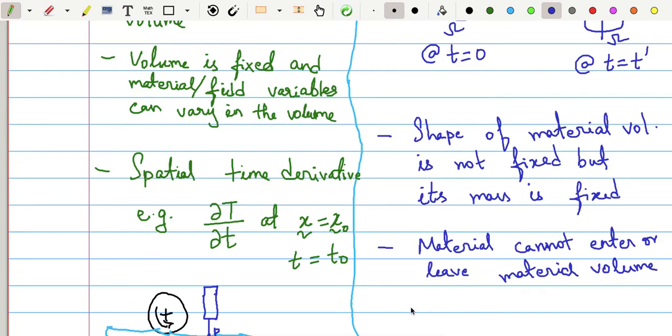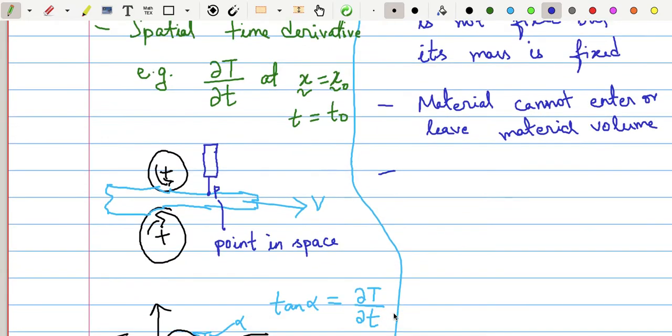Okay, so it's like this. Let us say that you have taken a chewing gum and you're chewing on it. Now if the chewing gum is your material volume of interest, then the shape of the chewing gum can change. You may stretch it, you may make it into some sort of a balloon. So its shape is not fixed, but the mass of the chewing gum is fixed, and also when you are tracking that material volume, no new material can come or leave the material volume.